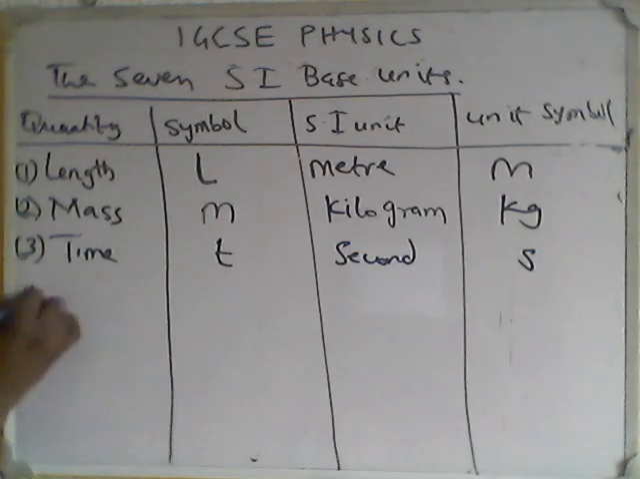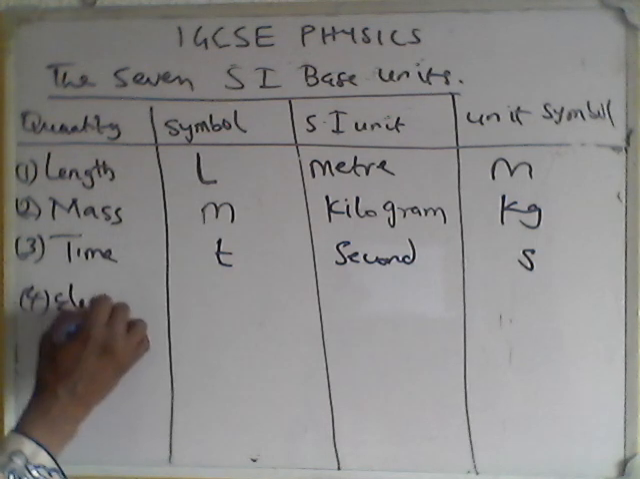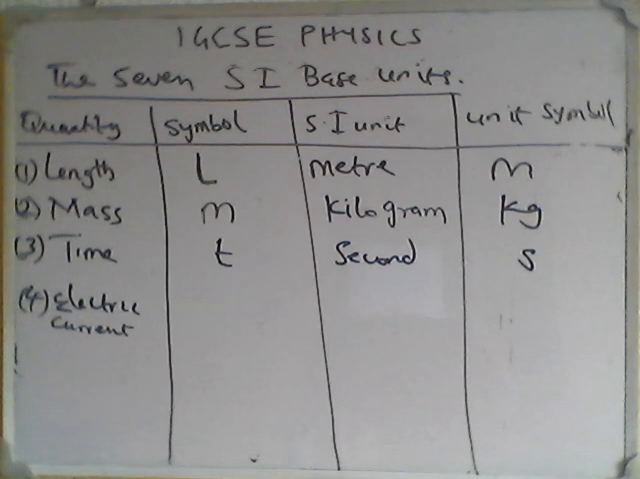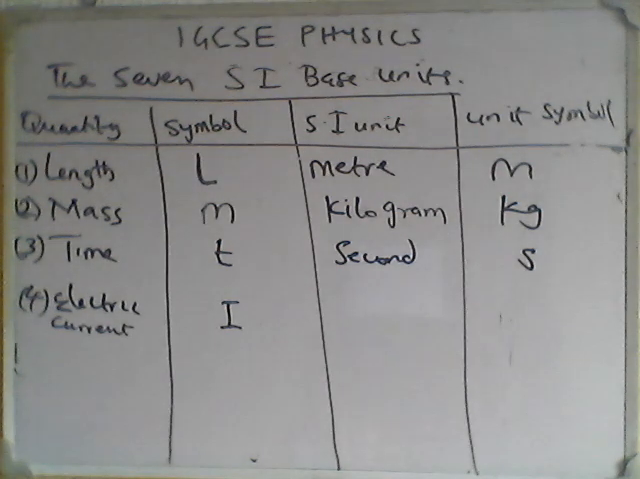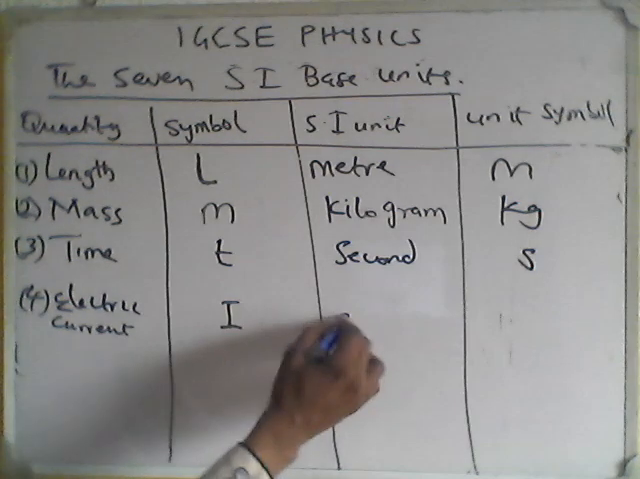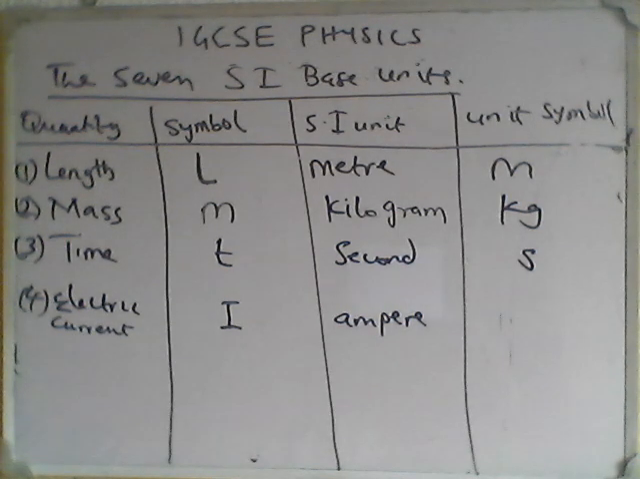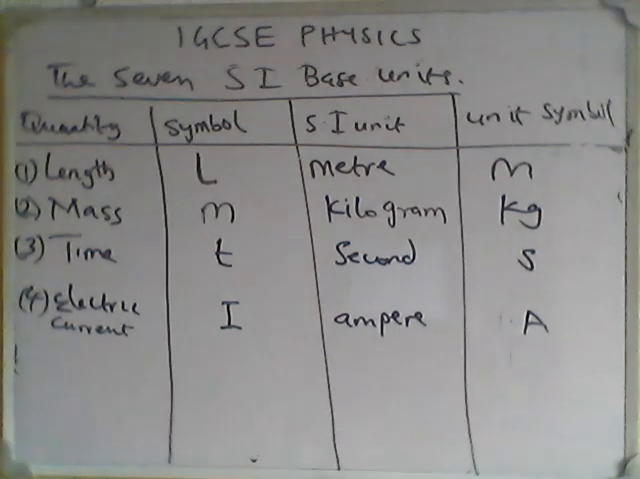Now, the fourth fundamental quantity is electric current. The electric current symbol is I, capital I for current, and the SI unit is ampere, and the symbol is A. So I can have 10A, meaning 10 ampere.